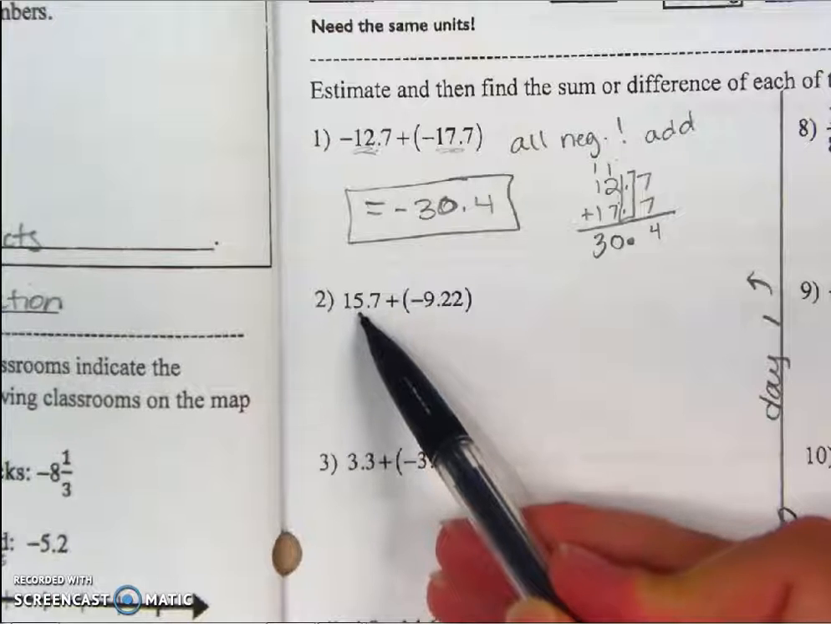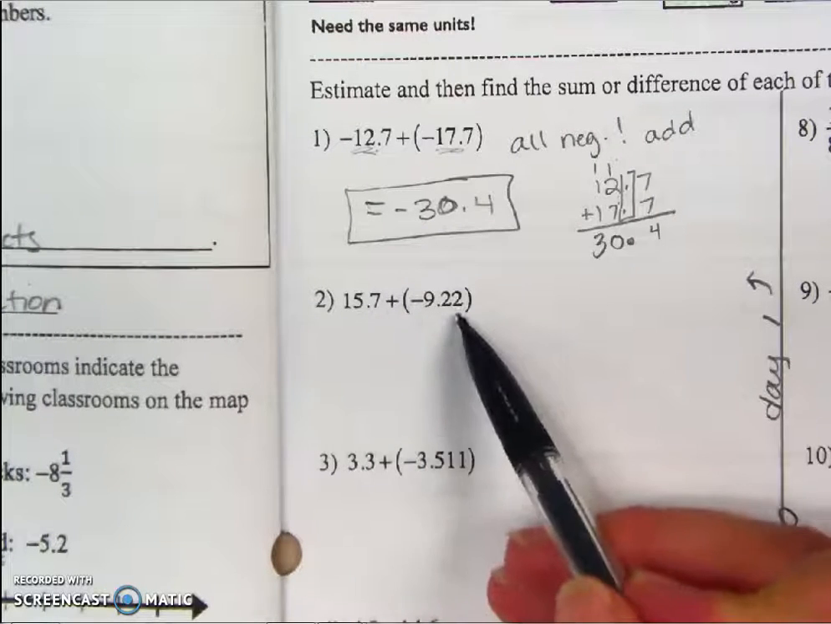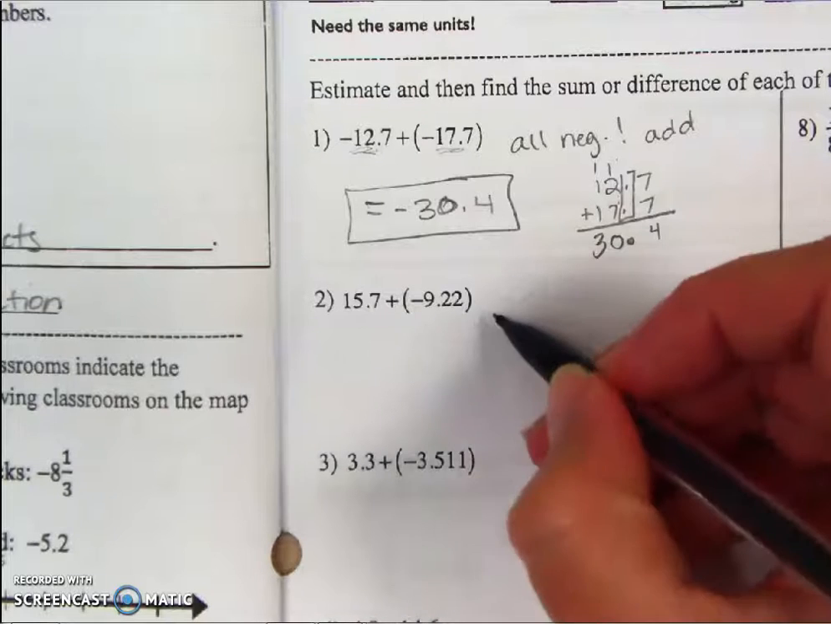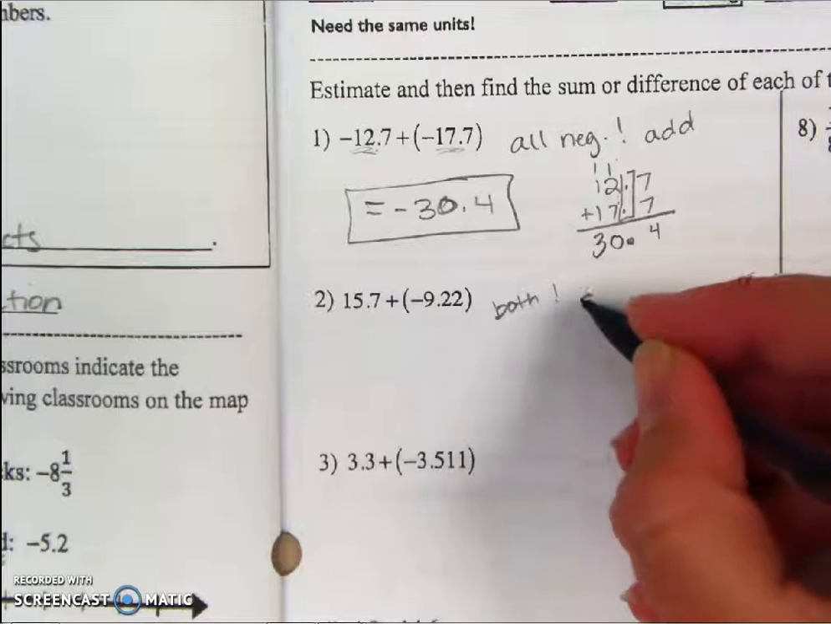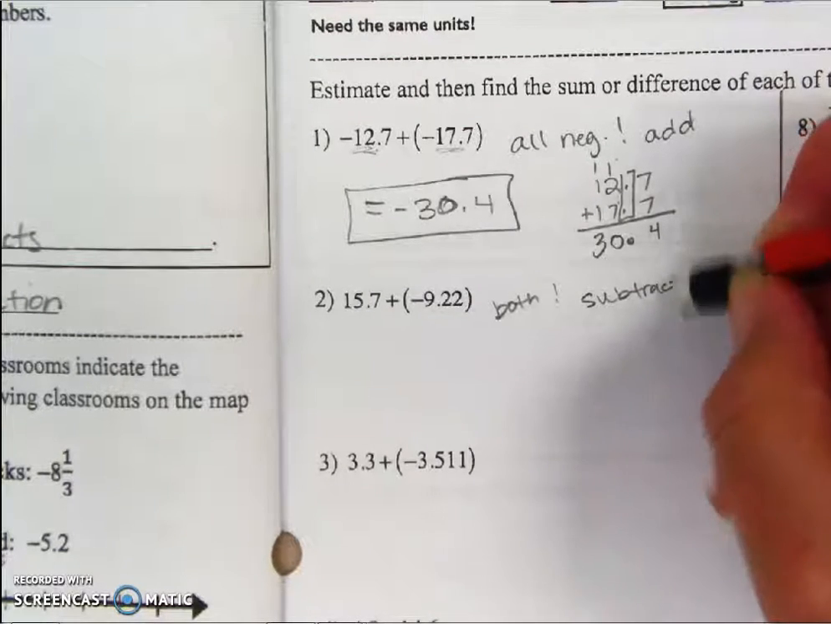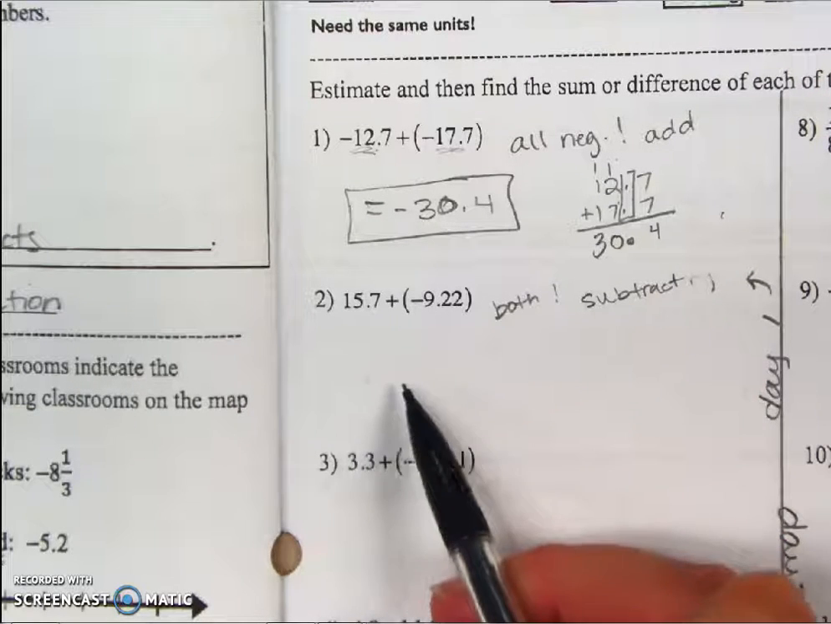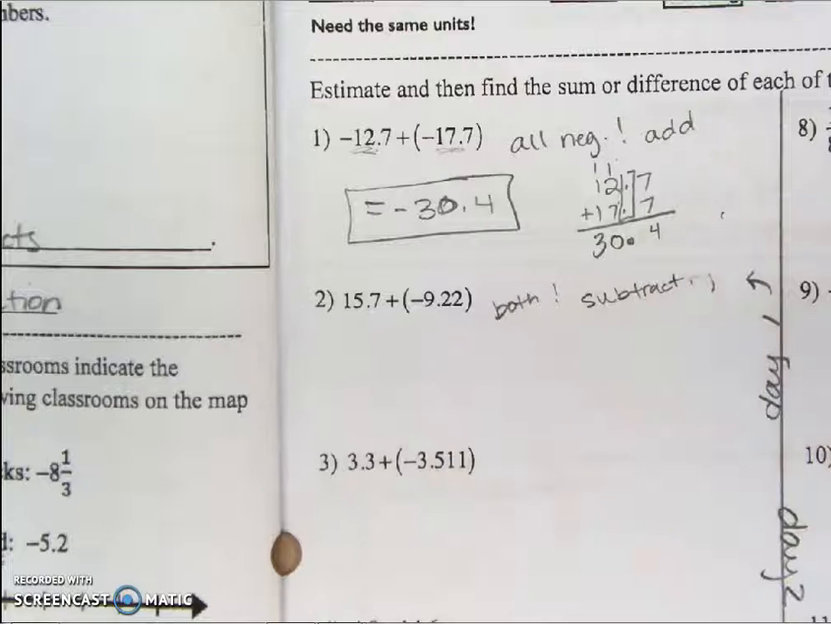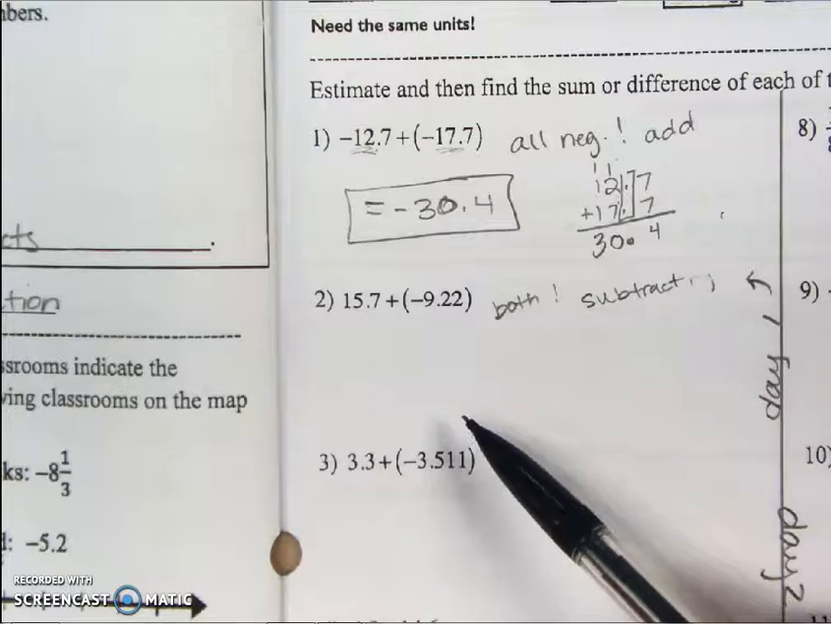We have 15.7 positives, we have 9.22 negatives, so we do have something where they're different. They're not all negatives. We have both positive and negative. So we end up subtracting. Remember in the last part of this unit, we would write out all the positives and all the negatives, and we would cancel out those pairs, those 0 pairs. Well, that's what's happening here too. It's just we have little decimal parts. So since we have both, we know that some are going to cancel out, and so we'll end up subtracting.